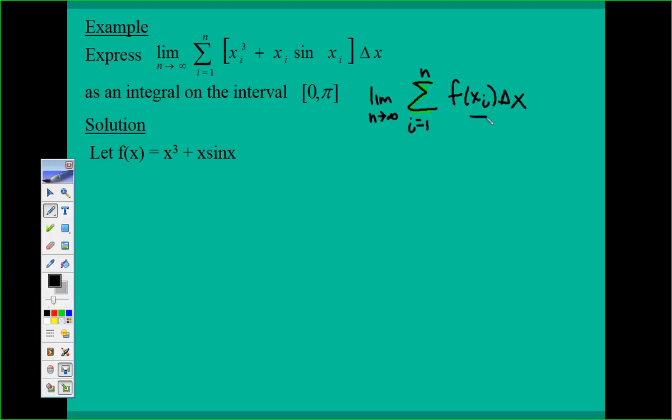So if we look at this x sub i here, we can see we have an x sub i cubed plus an x sub i times the sine of x sub i. So we can see the function simply would be x cubed plus x times the sine of x.